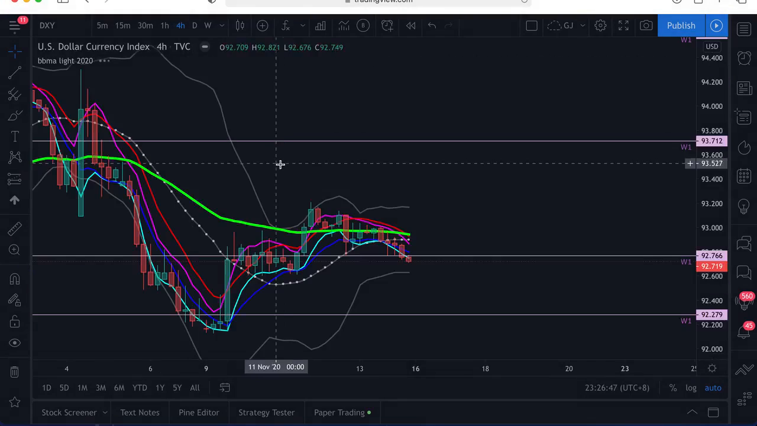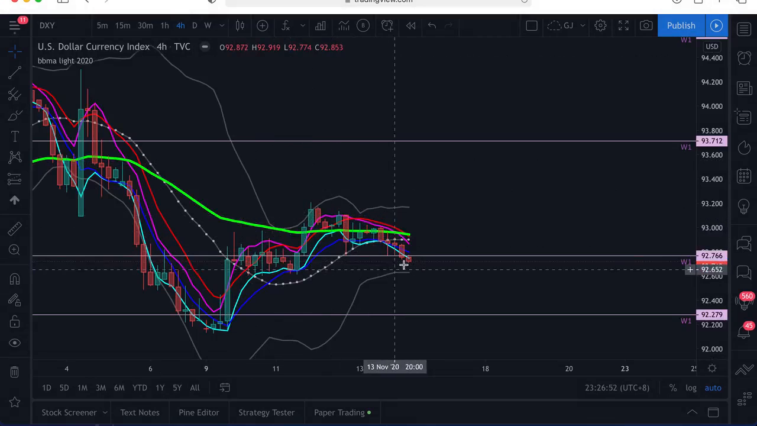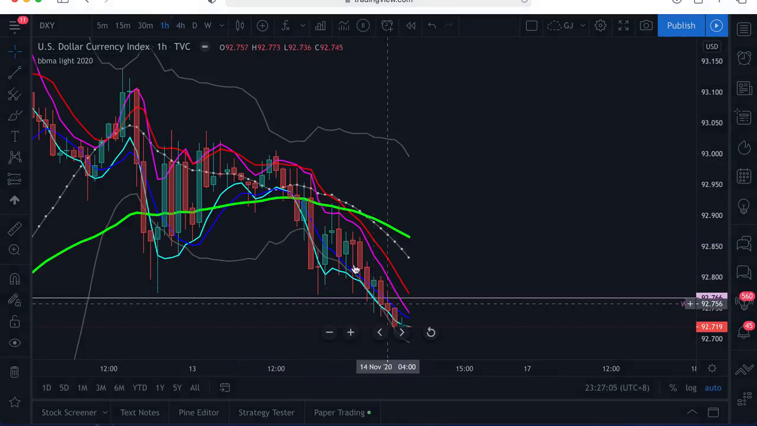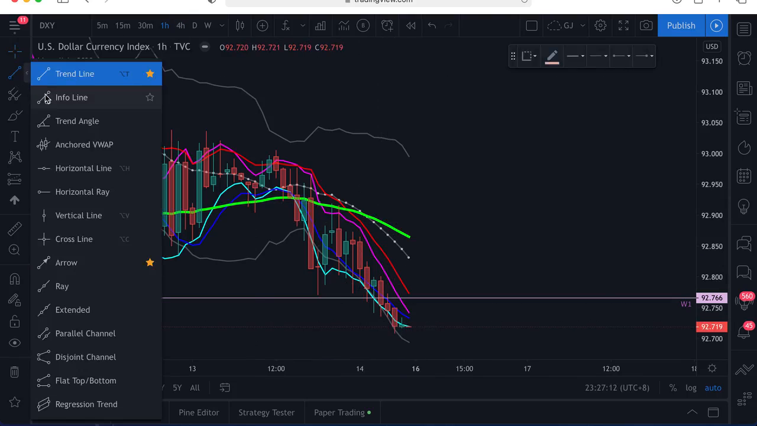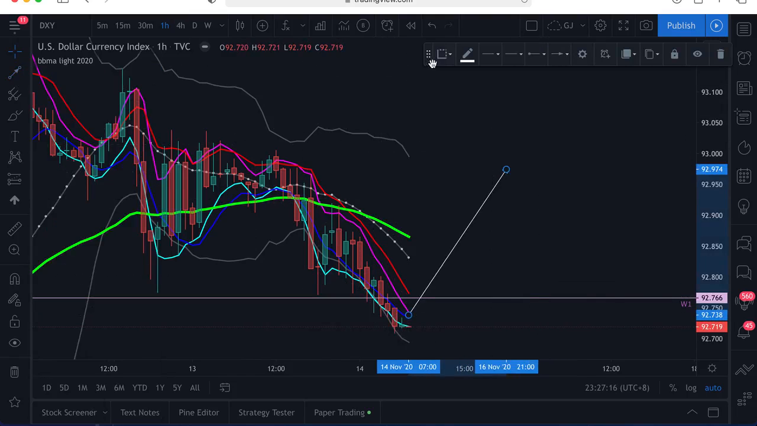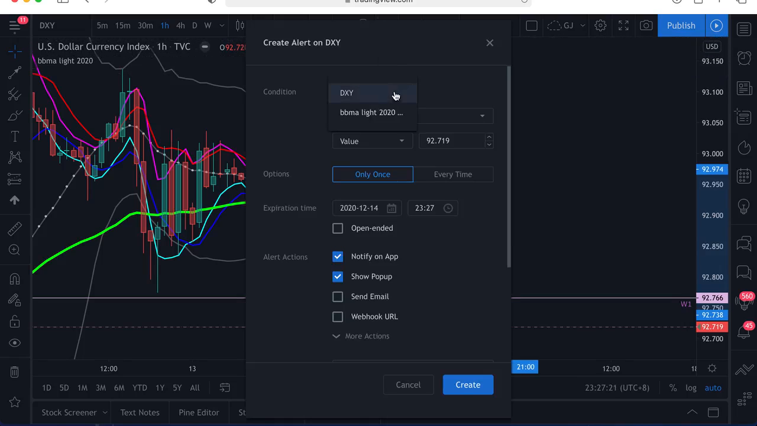On H4, we can see a momentum buy already happened, and price is currently making a pullback. However, we have to be cautious because if it makes a momentum sell, then our buy setup will become invalid. On H1, there's already a momentum sell. So to make sure that the H4 setup is valid, we want to see a candle close above the top BB on H1 like this. So what we're going to do is create an alert for this setup to happen.